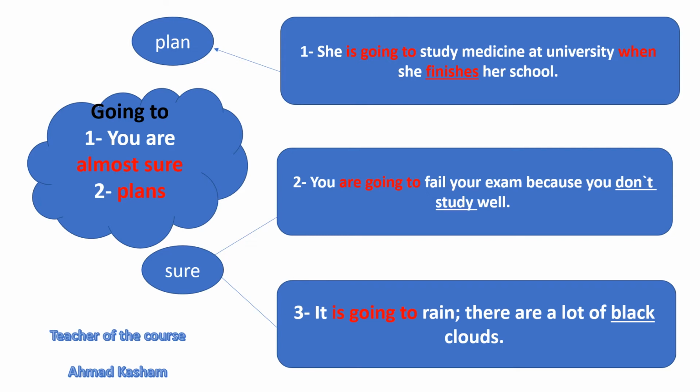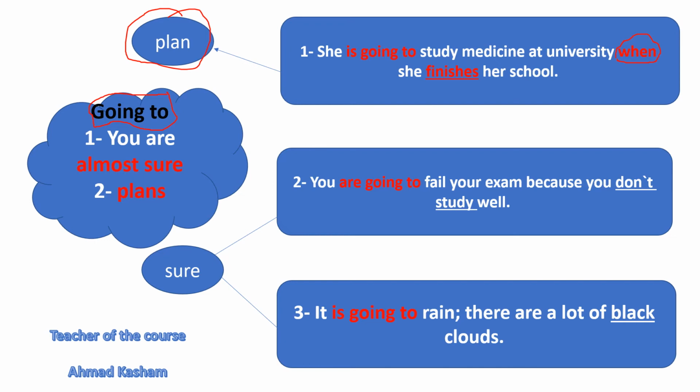Now, using going to. As I talked before, we use going to talk about the plans for the future. Now, she is going to study medicine at university when she finishes her school. Look, here we have two sentences and I matched them using when.